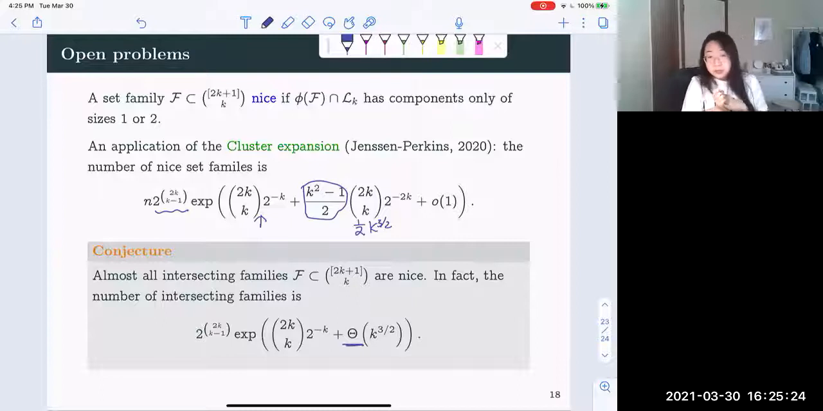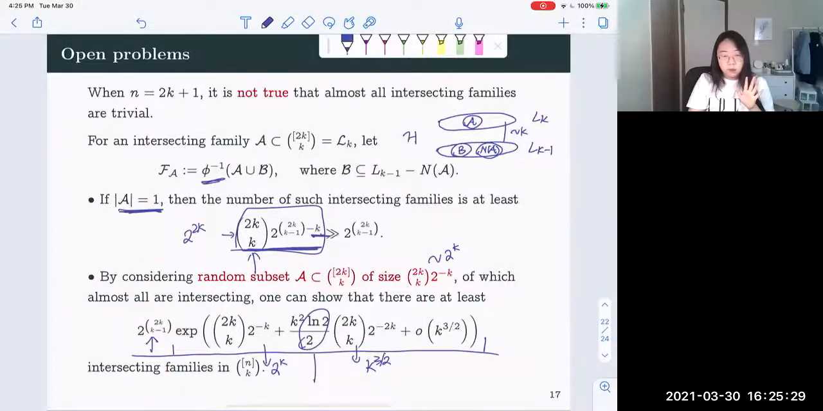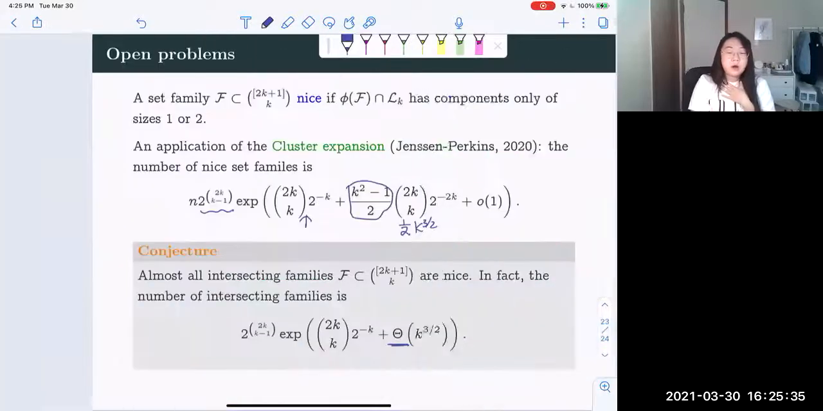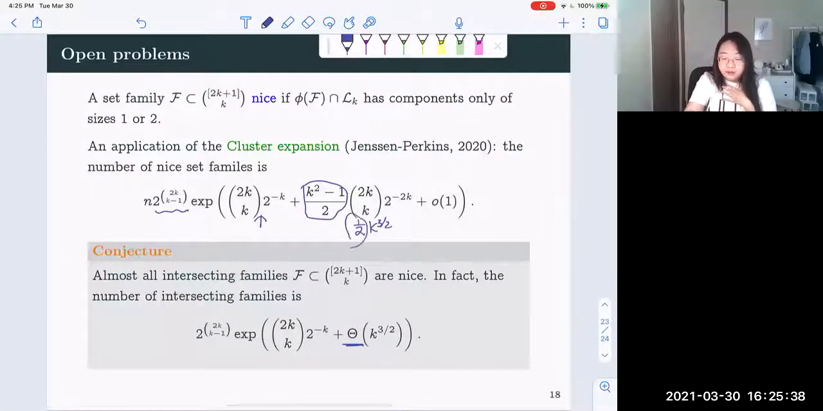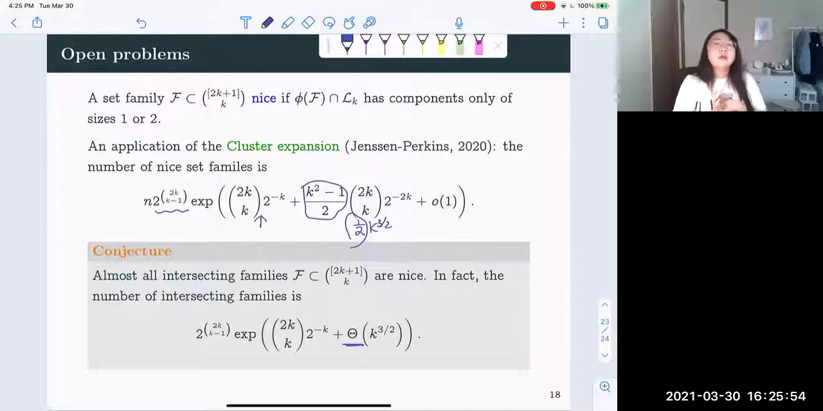The reason we put the theta is, first, personally, I don't believe the constant from the lower bound is the truth. So I don't think that's the correct constant. But also, I'm not sure if this 1/2 is the correct constant. The reason is that a nice family is not necessarily an intersecting family. Because if you just randomly take components of size 1 and 2, very likely you will get some disjoint pairs. So there could be some gap between. So maybe the truth is 1/2 or some number in between.